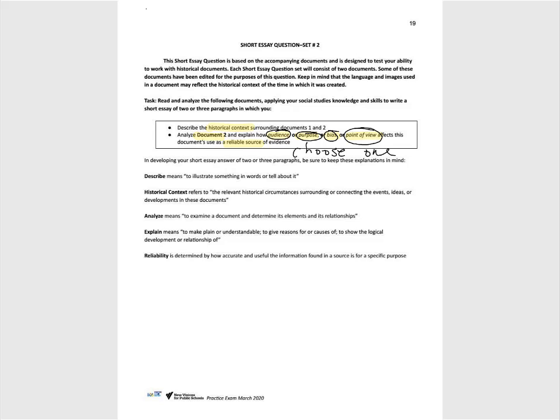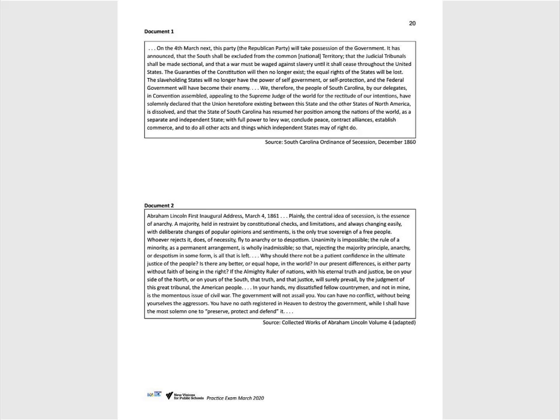So let's analyze the documents that are provided to us on your practice exam. And to start with, using the SQUID process, let's source both documents. First is the South Carolina Ordinance of Secession in December of 1860. The second, Collected Works of Abraham Lincoln, Volume 4. Okay, so this is lots of different documents that come from either speeches or writings of Abraham Lincoln.